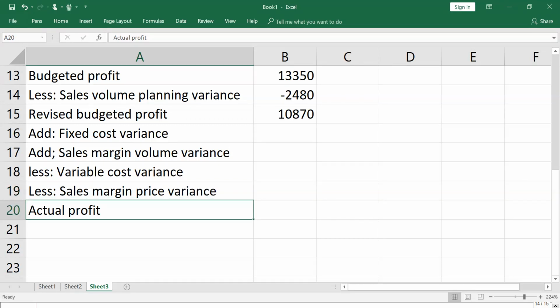We had a budget of 13,350, but the industry has shrunk. So my revised target is only 10,870. From 13,350, I have revised my target downwards to 10,870.